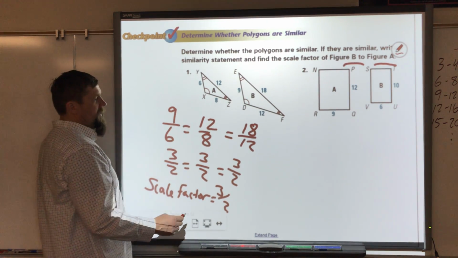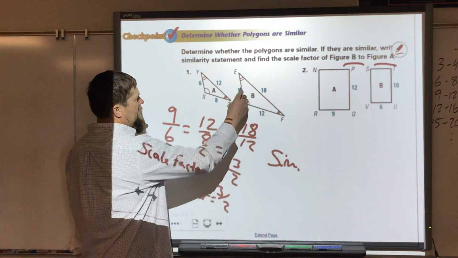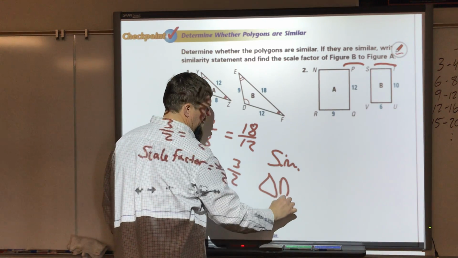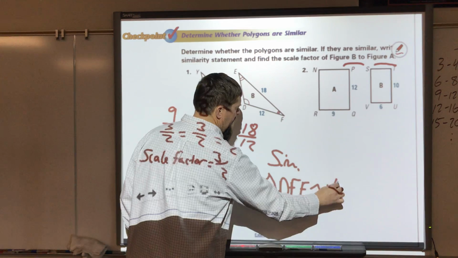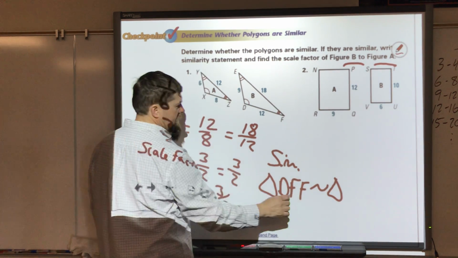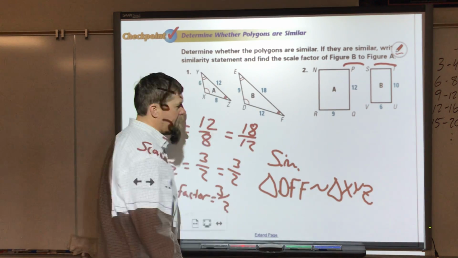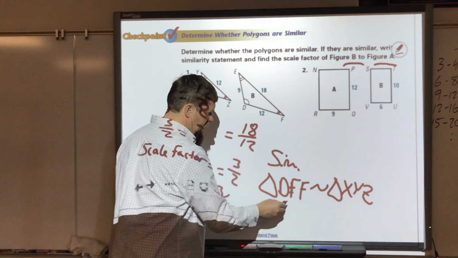The similarity statement on this one would be DEF. Let's go alphabetical here on this one. DEF is similar to triangle, but then I have to start with X, go to Y, and go to Z because they correspond. This is DEF.